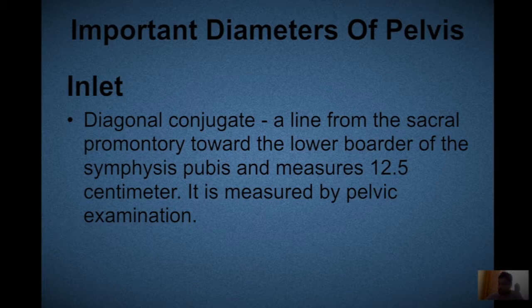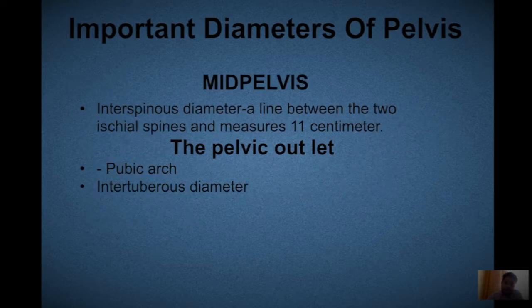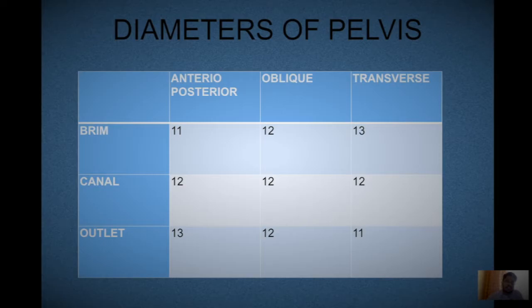So the diameters can be divided into three parts. The first is inlet, the second is canal, and the third is outlet. And each has anteroposterior, oblique, and transverse diameters. So inlet, canal, outlet. The brim, canal, outlet, and anteroposterior, oblique, and transverse. It is very easy to just remember these diameters.